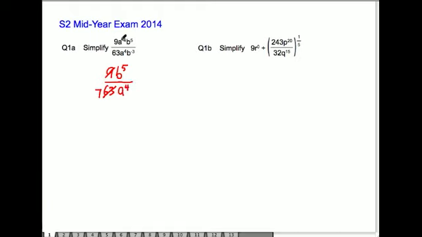The term which has a negative power in the numerator is moved to the denominator to convert to a positive power. Similarly, the term with the negative power in the denominator is moved to the numerator. And applying the first law of indices, we have b to the power of 8 over 7a to the power of 8.